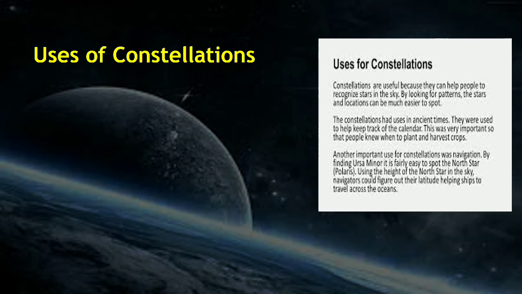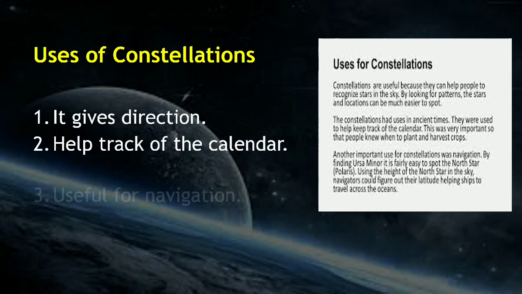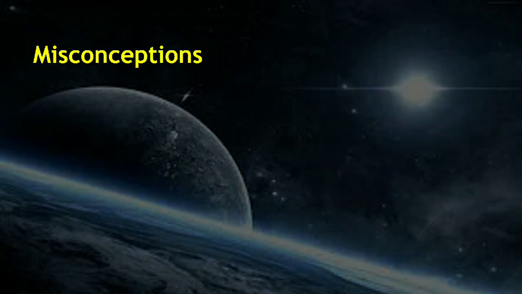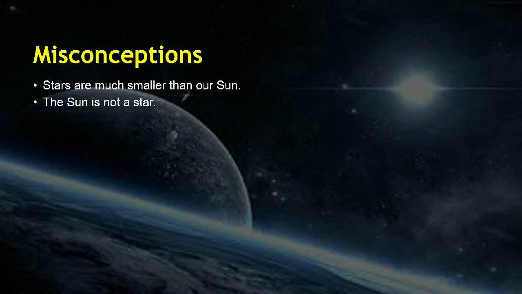What are the uses of constellations? It gives direction, helps keep track of the calendar, and is useful for navigation. Now, here are the common misconceptions about the stars.